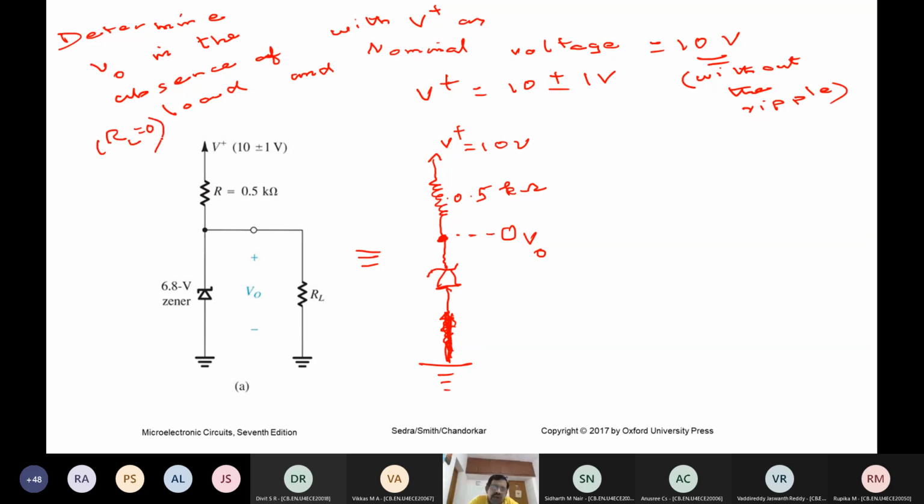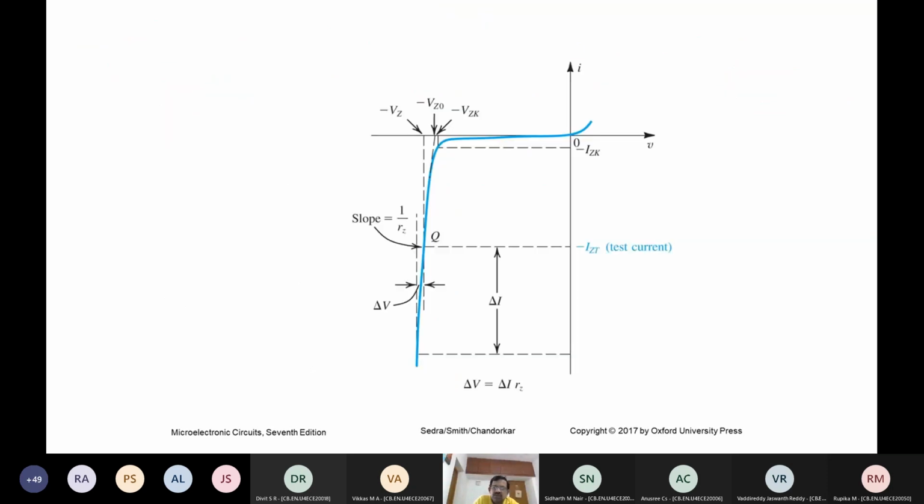To understand this problem, we must revisit the current-voltage characteristics of the Zener diode. Let us look at this value. There is the knee voltage. The importance of the knee voltage is that you must at least have the input voltage greater than the knee voltage so that the diode enters, under reverse bias, into the breakdown region. Okay, that is number one.